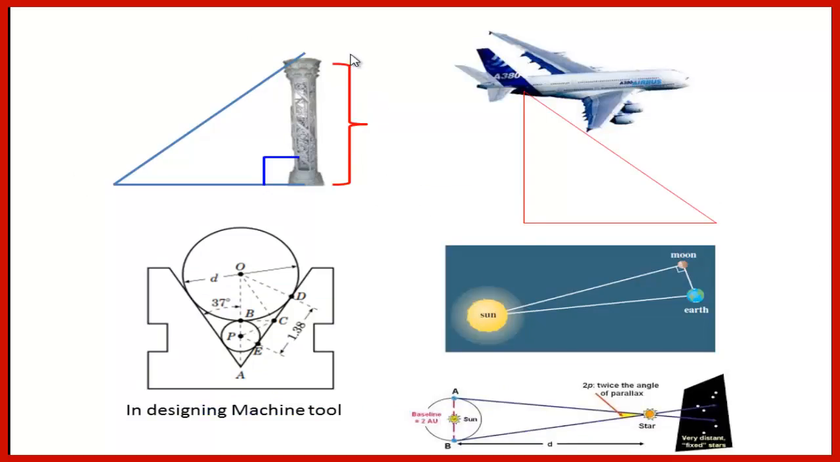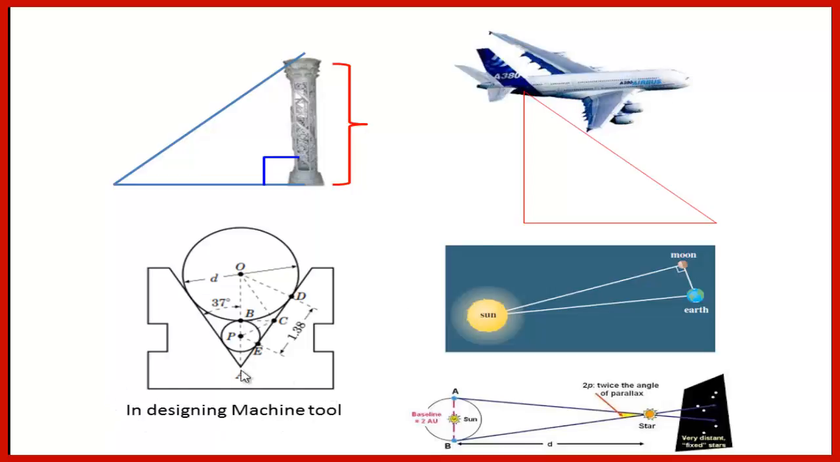Here you see some images on the screen. In this screen you see a pillar, and if you wish to find the height of this pillar, trigonometry will come to your help. In the second image, an aeroplane is flying in the sky, and you have to find the height of that aeroplane from the ground. Definitely trigonometry will help you. You can even find the speed of the aeroplane with the help of trigonometry.